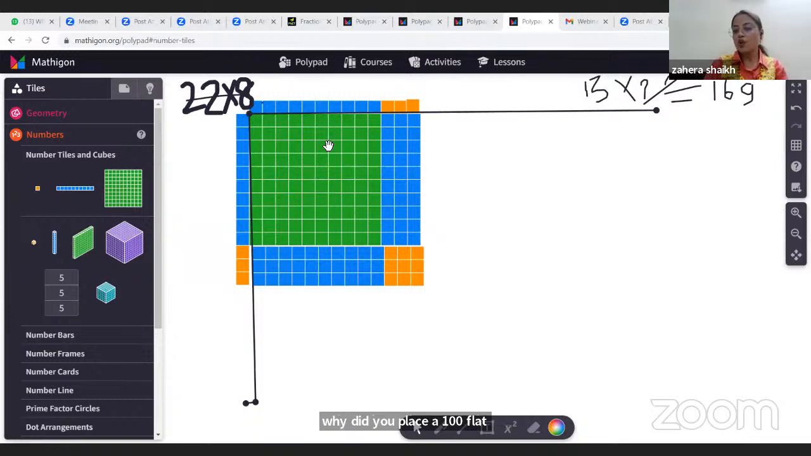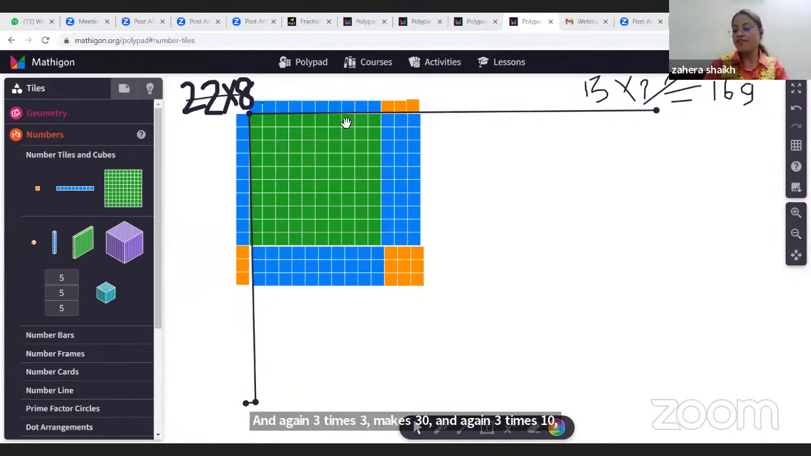Why? So they can give you a reasoning that, ma'am, if I place 10 times 10, it gives me 100, right? Okay, now 3 times 3 makes 9, right? 10 times 10 makes 100. And then 10 times 3 makes 30. And again, 3 times 10 makes 30.